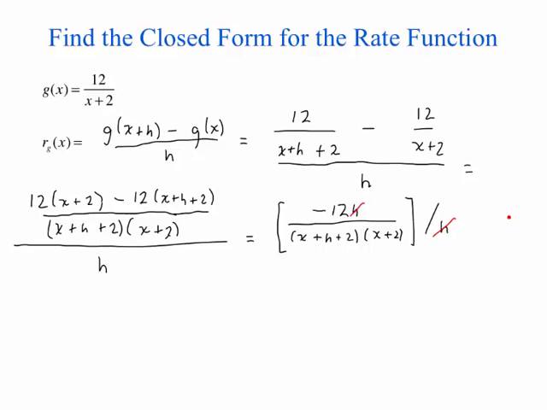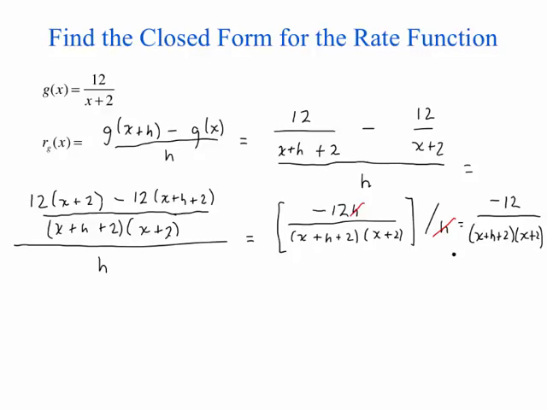They're gone. So we end up with negative 12 over x plus h plus 2 times x plus 2. Okay, so that's the approximate rate of change of the function g. And as long as h is not small, that's an approximation. But how do I get it exact?